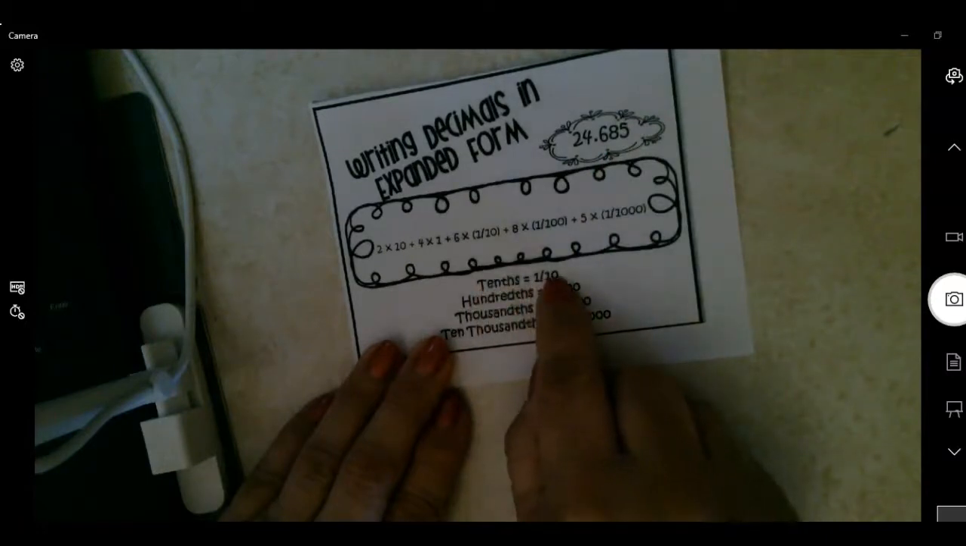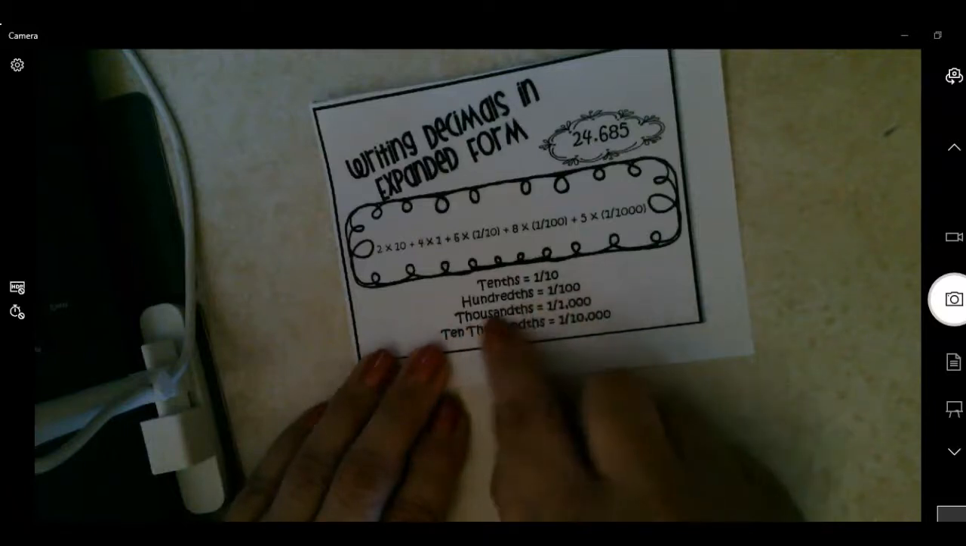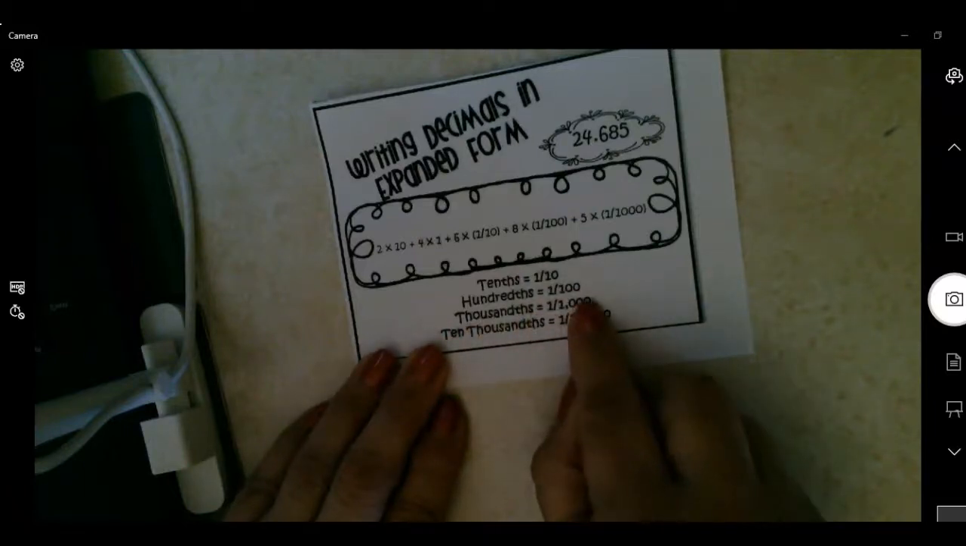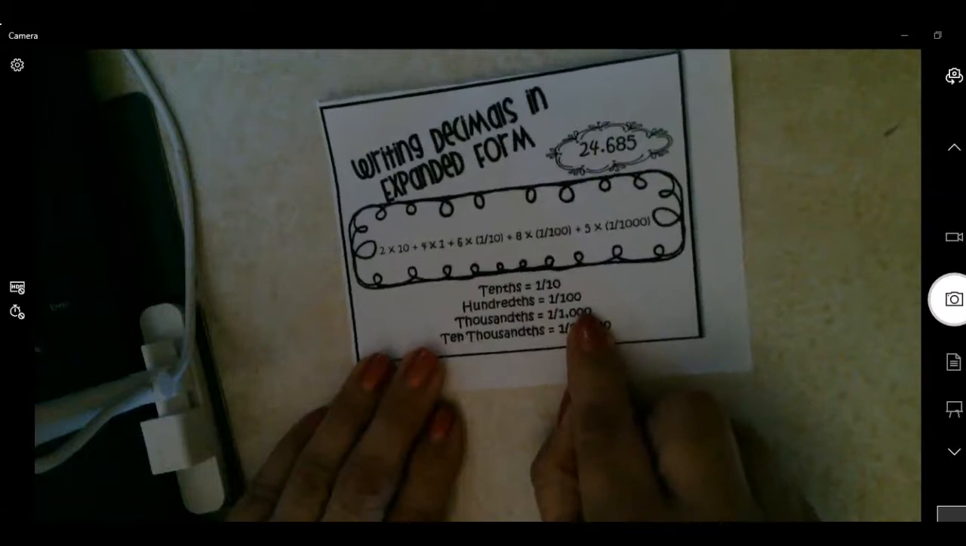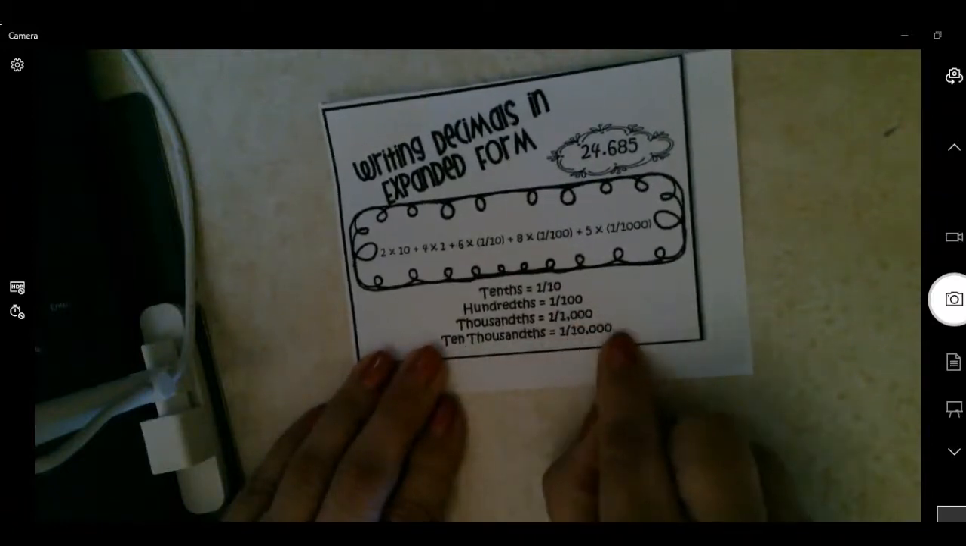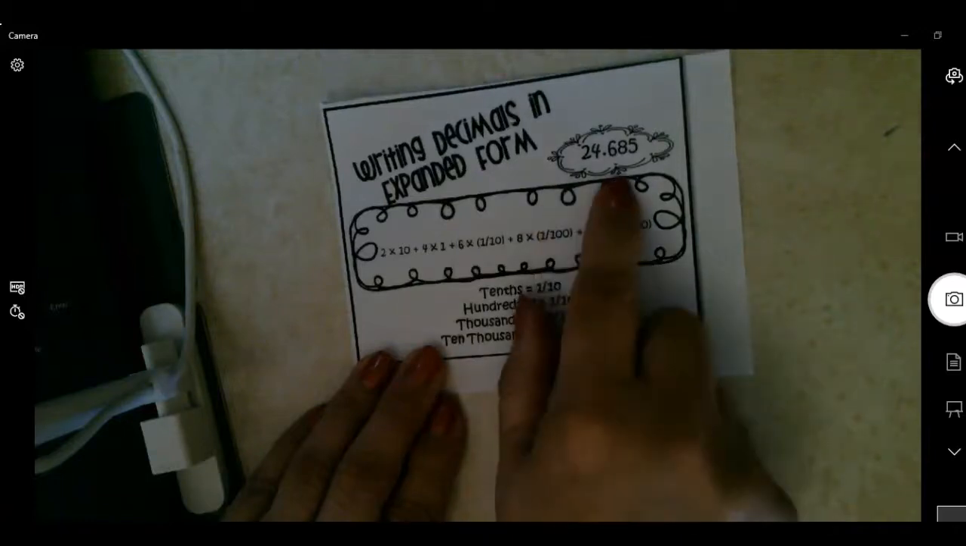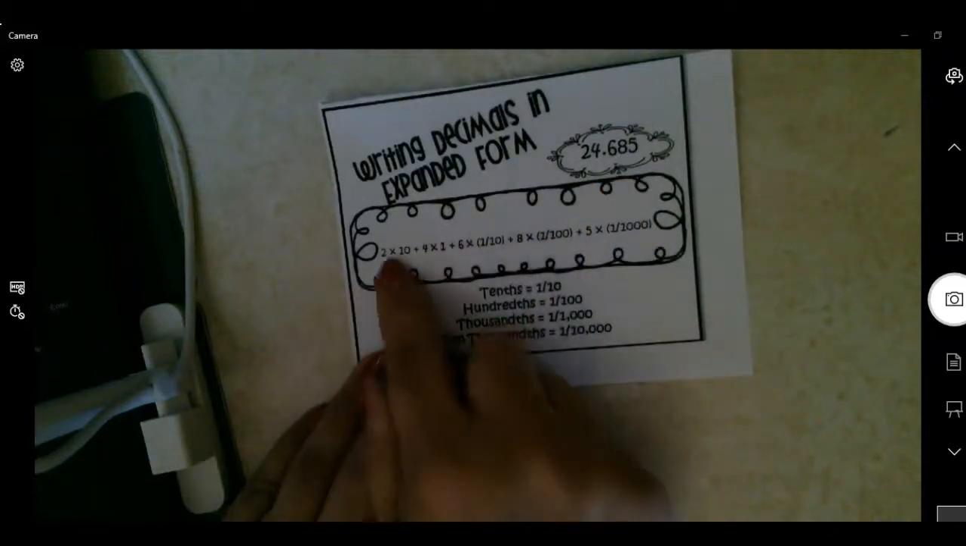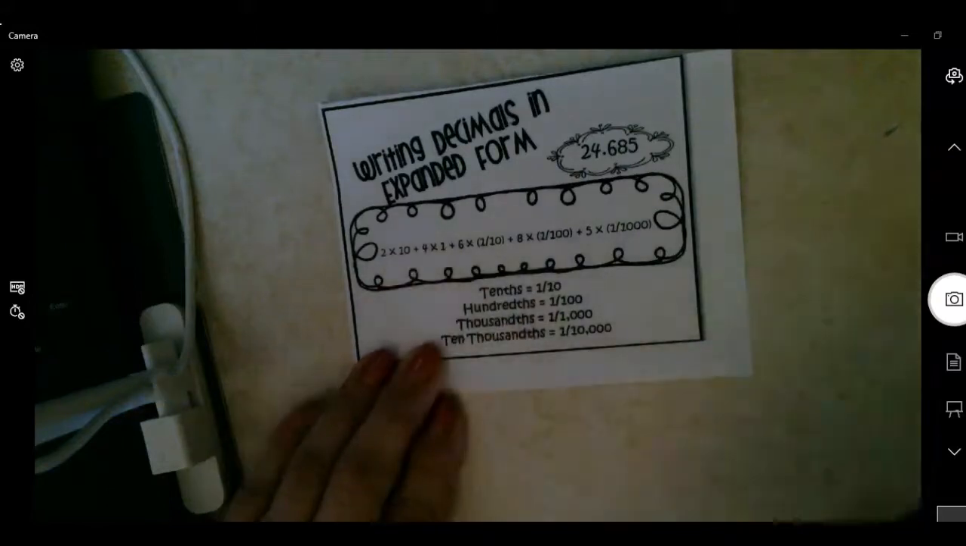Tenths are 1/10. Hundredths are 1/100ths. Thousandths are 1/1,000ths. And taking it a step further, which is not a fifth grade learning target, would be 10,000ths, 1/10,000ths. So this number in expanded form, I would say, is 2 times 10.